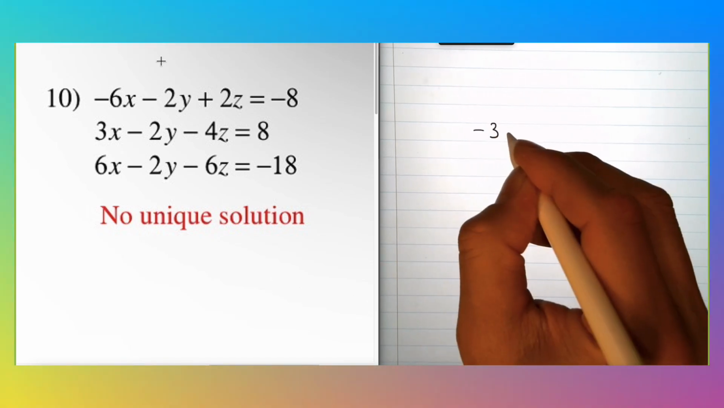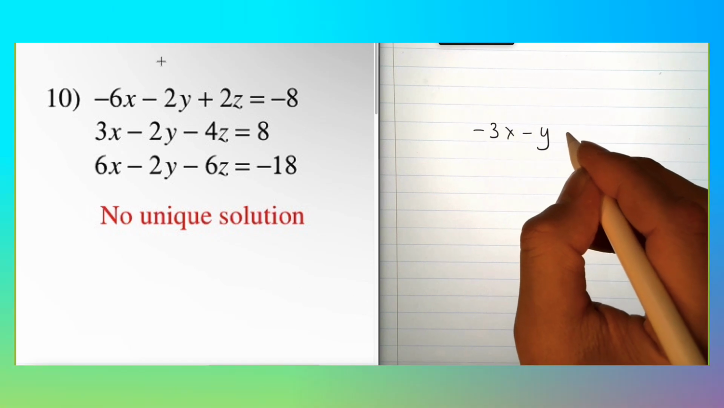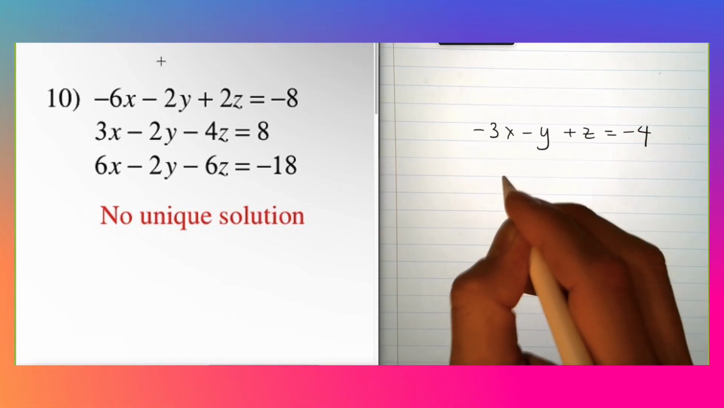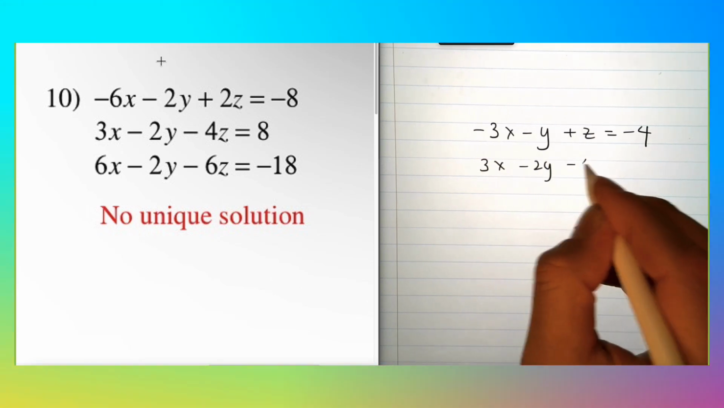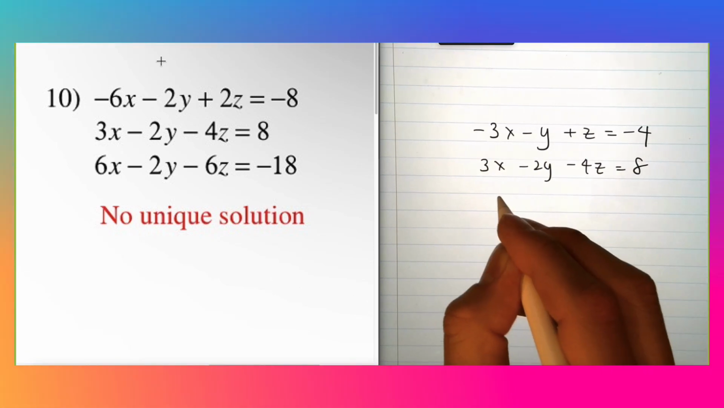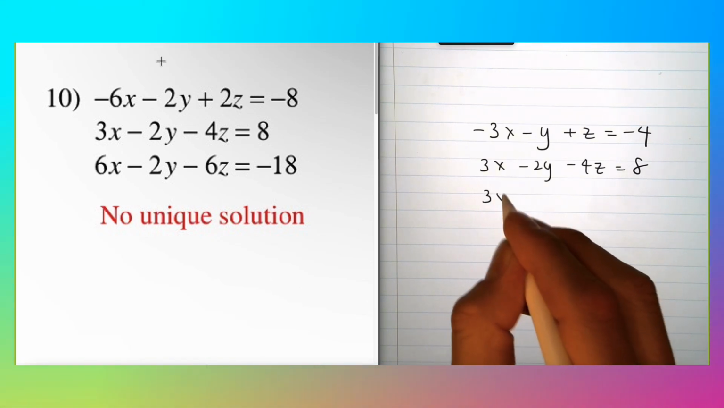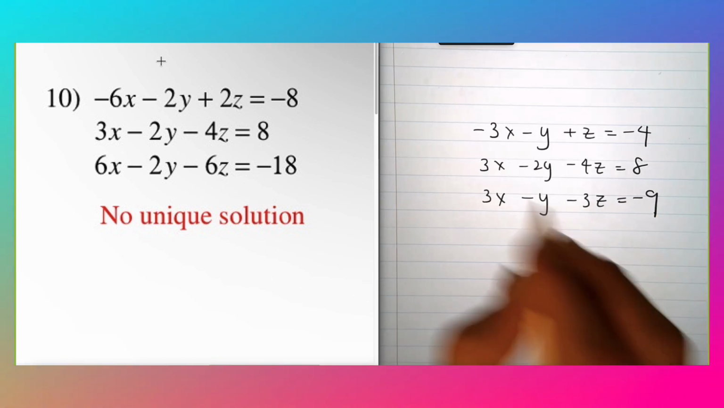We have negative 3x minus y plus z is equal to negative 4. And the next row we have 3x minus 2y minus 4z equals 8. And we can also divide the bottom row by 2: 3x minus y minus 3z equals negative 9.